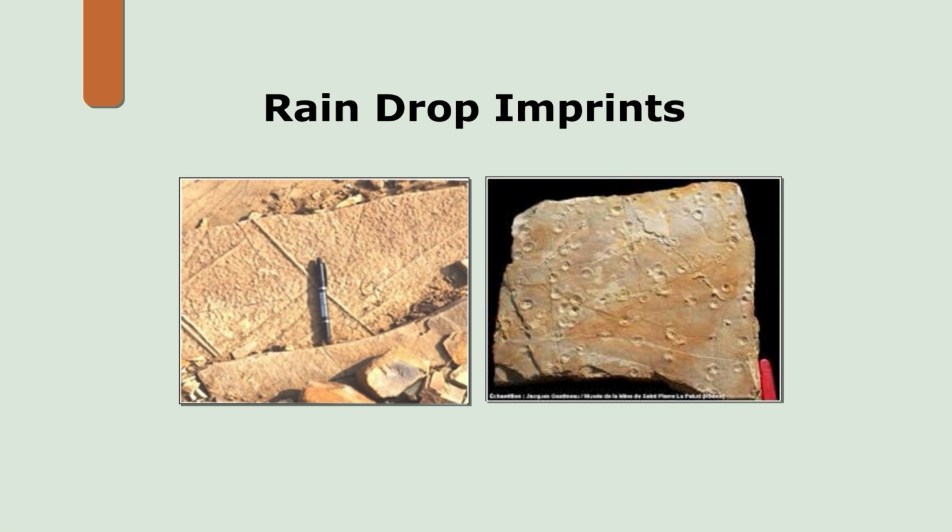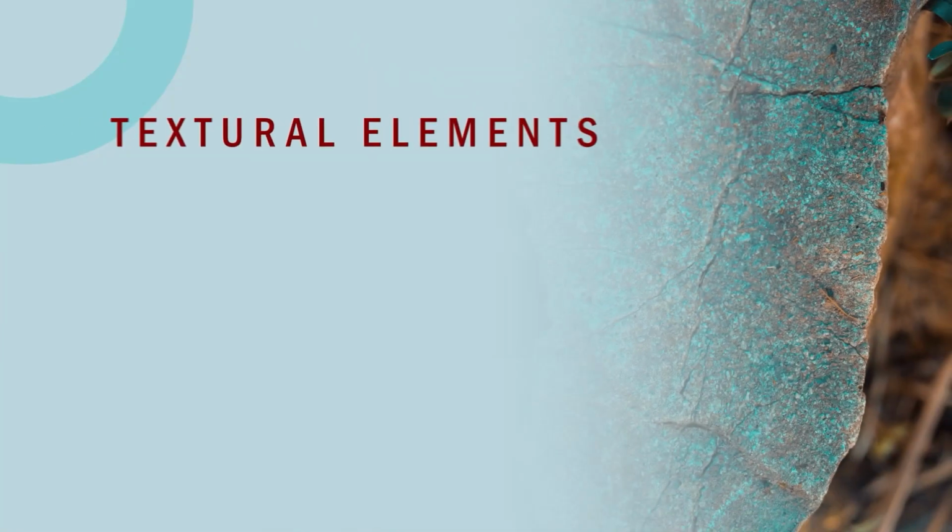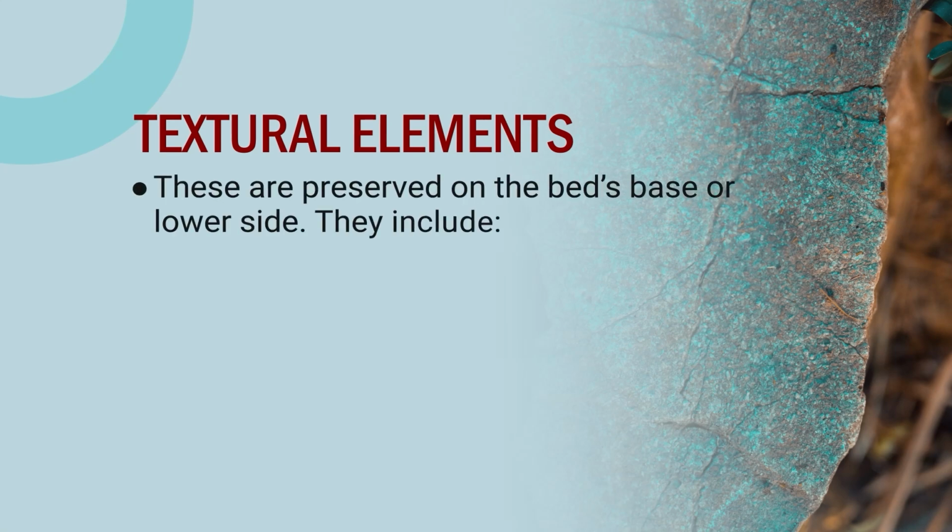There is also another print called hail print. Hail prints are a little deeper because they are big pieces. When we come to the soil structure, these are preserved on the bed's base or the lower side. They include three types of cast. Why are they called casts?